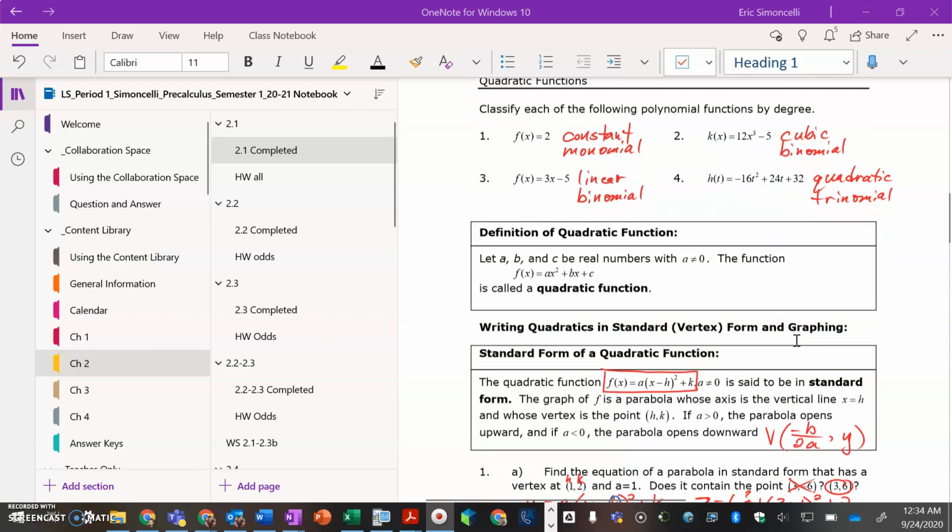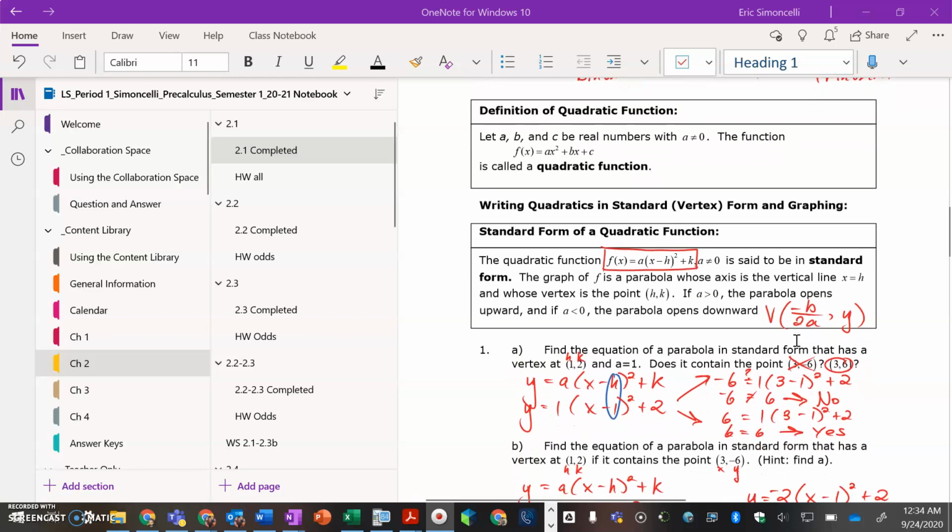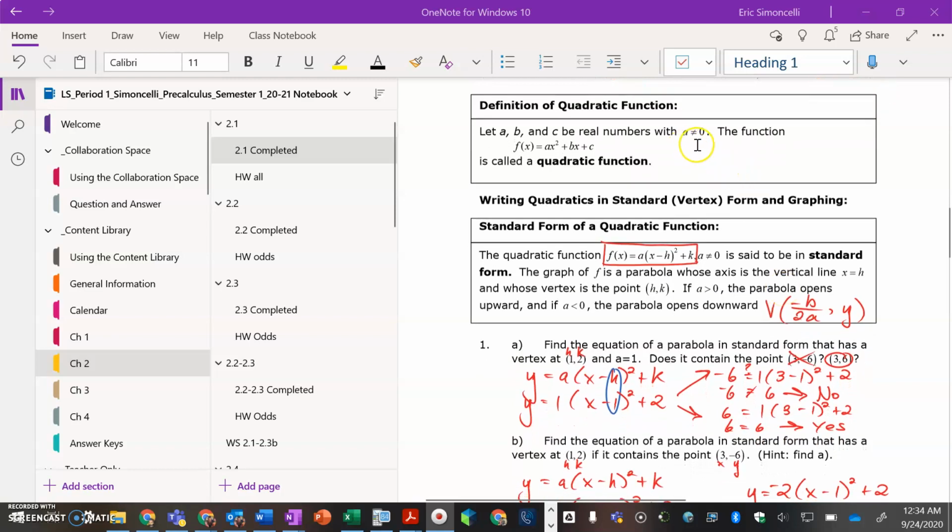The definition of a quadratic function. So let a, b, and c be real numbers with a not equal to 0. The function, as you probably remember from Algebra 1, f of x equals ax squared plus bx plus c. And yes, it's called a quadratic function. Writing quadratics in standard form, our textbook will actually bounce back and forth between standard and vertex form as far as a name goes. Certainly, if you reflect upon this right here, this will help you find the vertex very quick and simply by looking at what we call the h and k values.